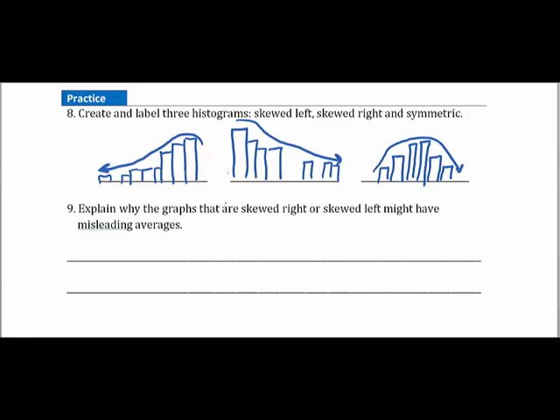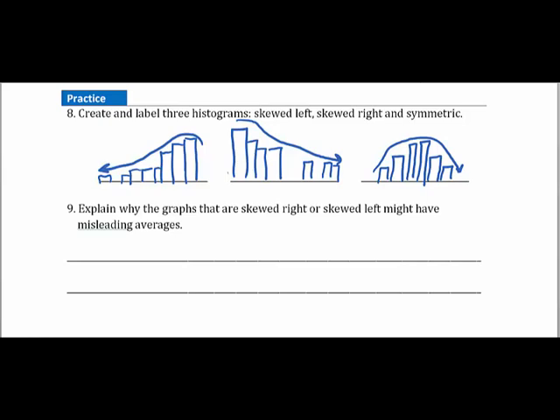And then in terms of why the graphs that are skewed right or skewed left might have misleading averages, it is because even though there is a majority at one part of the graph, the small amounts at the extremes are going to pull the average away from the heaviest concentration of buildings, or in this case, your number sets.